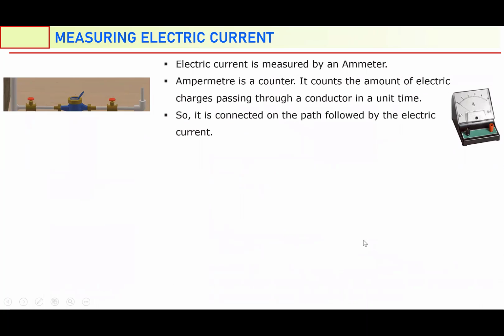And measuring electric current. Electric current is measured by a device called an ammeter. On the surface of this device will be written A, for ammeter. It represents the ammeter. The ammeter also has red and black ends. Red is positive, black is negative, just like the voltmeter. But the ammeter is a counter. It counts the amount of electric charges passing through a conductor in unit time.